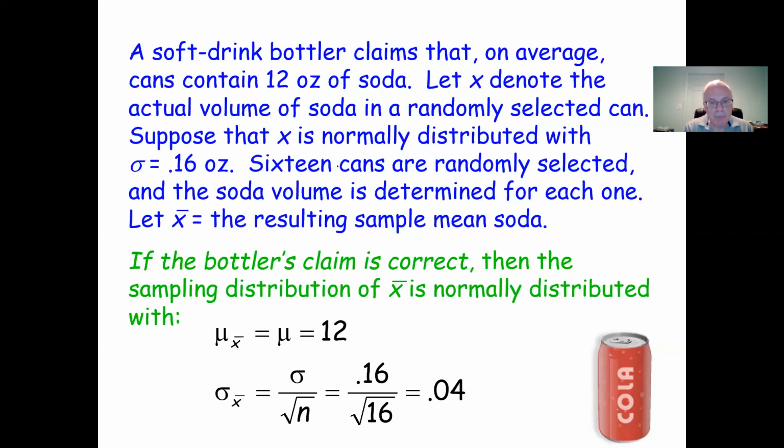That's the rule. Okay? So what is the mean of the sampling distribution? It's equal to the mean of the population. It's equal to 12. What is the standard deviation of the sampling distribution? It is the population standard deviation divided by the square root of the sample size, which in this case is 16 cans in the sample. So 0.16 divided by the square root of 16 is 0.04. Notice how much smaller the standard deviation of the sampling distribution is than the standard deviation of the population.